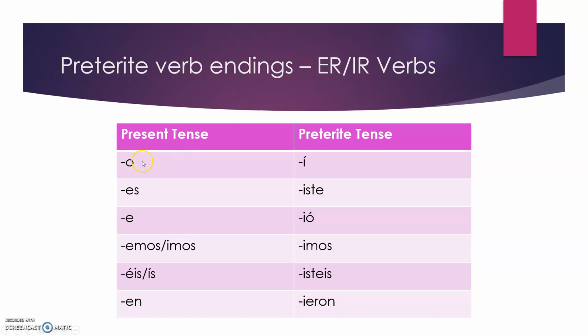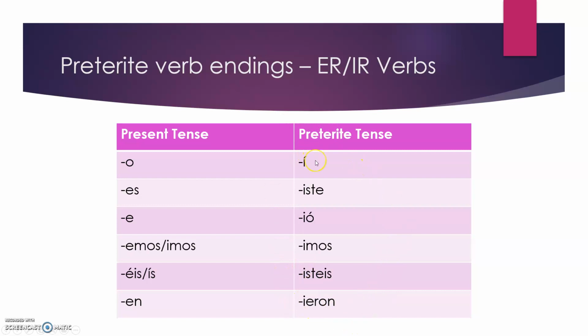Okay, so in the present tense, for ER verbs, we use the endings o, es, e, emos, éis, and en. But for IR verbs, we had a different ending for nosotros, imos, and vosotros, ís. In the preterite tense, we're going to use the same set of endings for both.